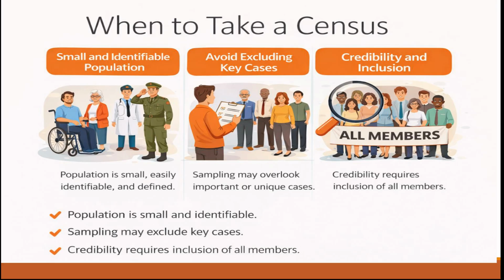Sometimes sampling is not appropriate. In such cases, we conduct a census. A census means collecting data from everyone. You should take a census when the population is small, example, all teachers in a small school. Every case is important, example, quality inspection of aircraft parts. Credibility requires full inclusion, example, national population census. Census gives complete information, but it is rarely feasible for large populations.